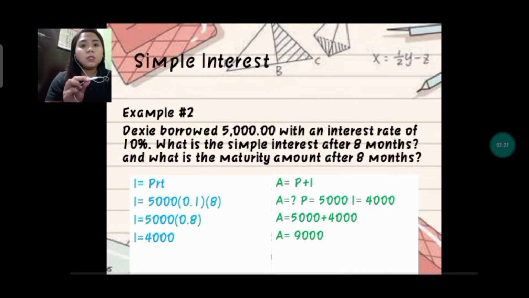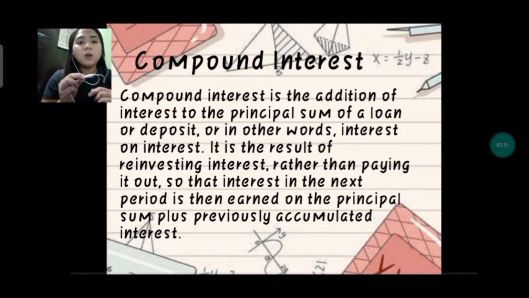Next is, what is compound interest? Compound interest is the addition of interest to the principal sum of a loan or deposit, or in other words, interest on interest. It is a result of reinvesting interest rather than paying it out, so that the interest in the next period is then earned on the principal sum plus previously accumulated interest.